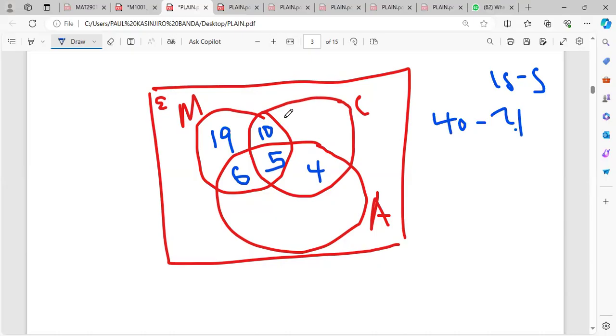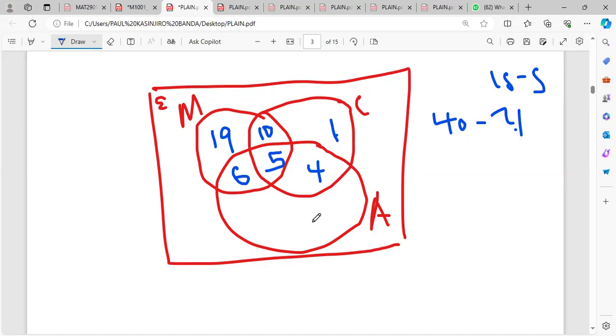And then we know that how many suffered from the cholera? We know that we have 20 people suffering from cholera. And here in the cholera, I already have 10 plus 5 plus 4, which is 19. So how many is remaining? Only one. You put 1 there.